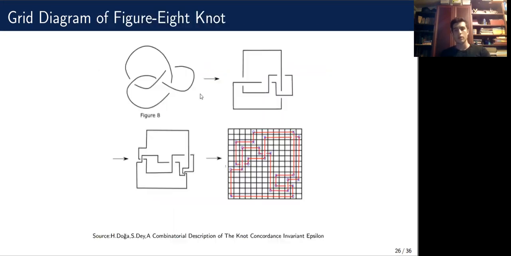So here's an example of a figure 8 knot. First, we deform it in a way that it only consists of horizontal and vertical lines. Then we modify the crossing points if necessary. Here we applied this move at this part and this part. And then we label the corners as X and O. And the resulting grid diagram would look like this.